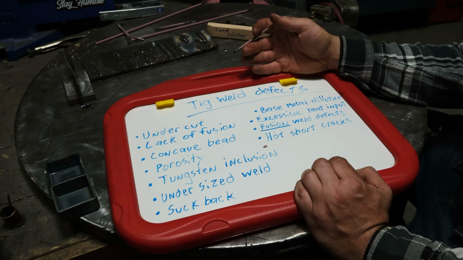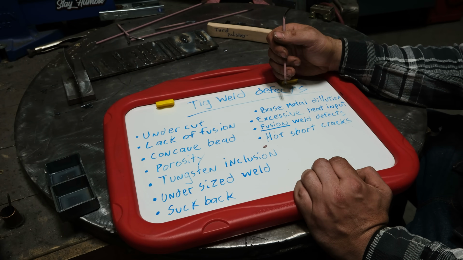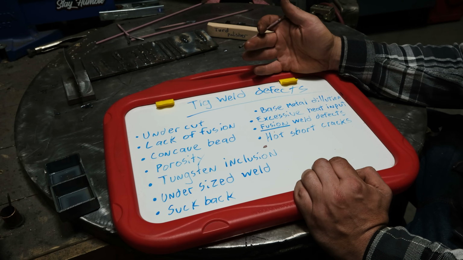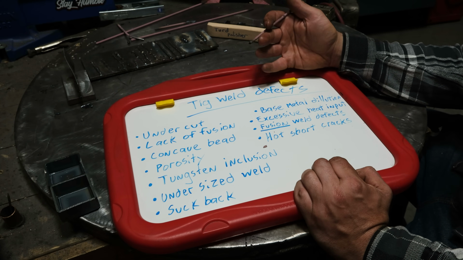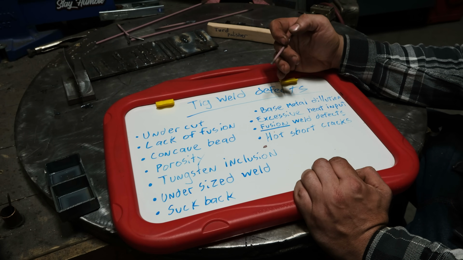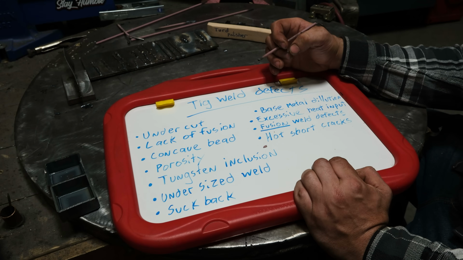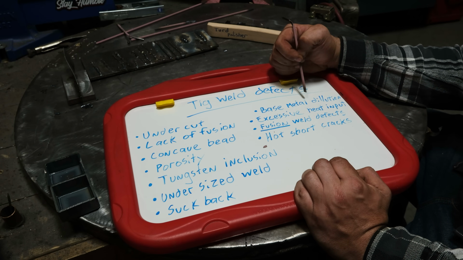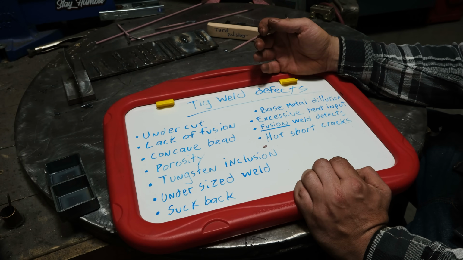Now with normal mild steel, it's not really too big of a concern because the weldability of mild steel is really good. Now you're still going to have potentially your concave bead, your lack of throat depth, but it's not a serious concern from a structural standpoint. Now, where this becomes a serious concern is with certain alloys.